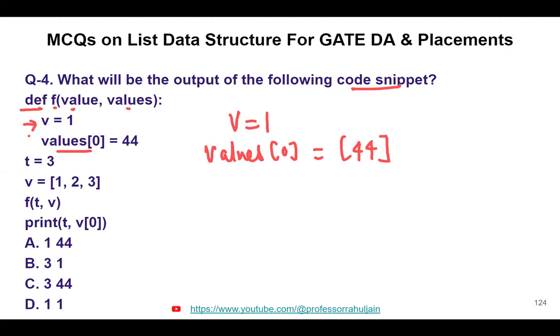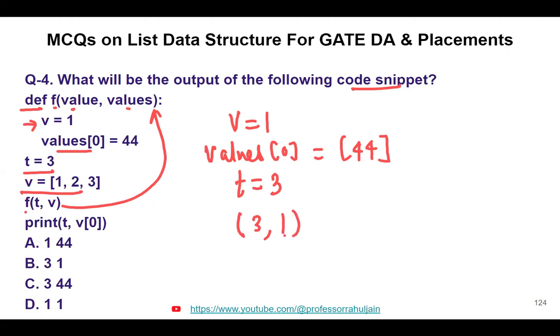This is a local variable here. t equal to 3, so one more variable here, t, whose value is 3. And v is a list whose value is 1, 2, 3. We are calling the function f(t, v). So the value of t is 3 and v is 1. We are calling this function. So it is now going to 3 comma 1, right? So f.